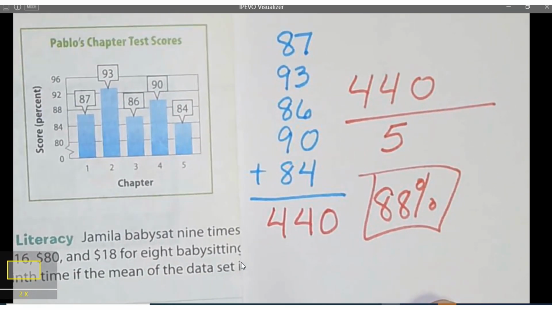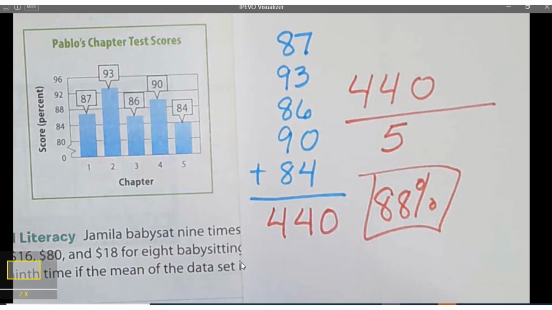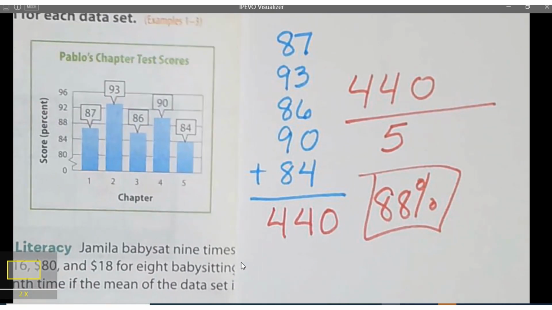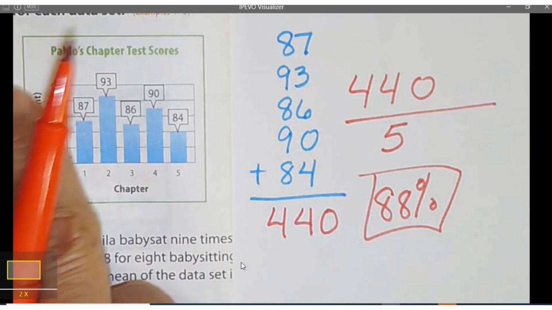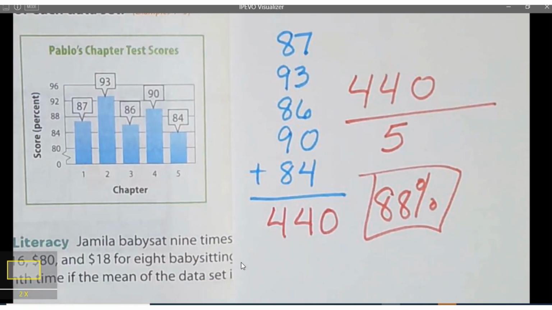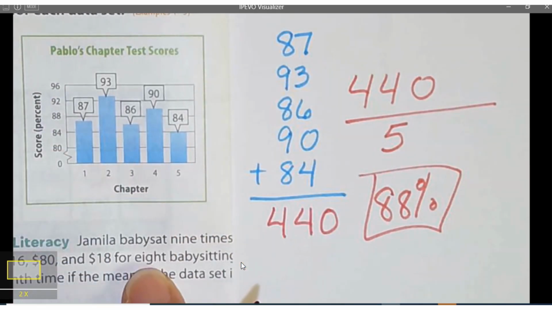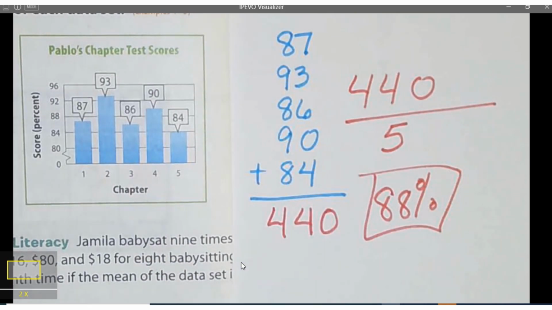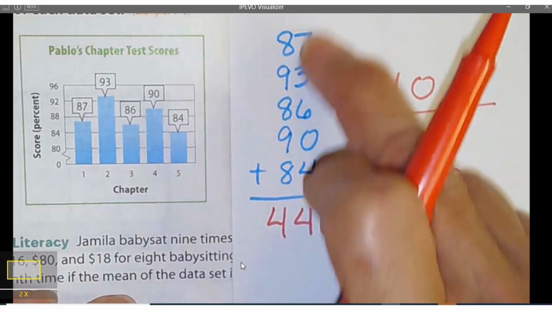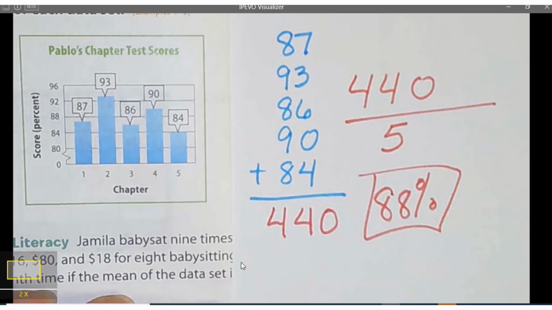The question was, find the mean for each data set. So this was Pablo's test scores. We called it math. He took 5 tests, and out of all 5 tests, his average score was 88%. And we know that 88% is very close to an A, so he received a B+.